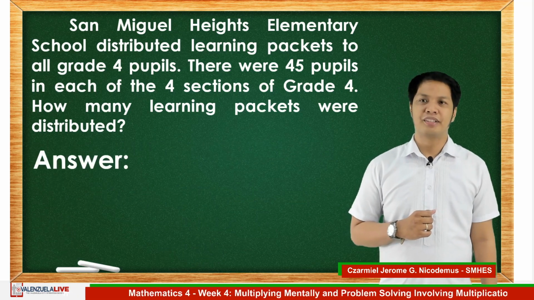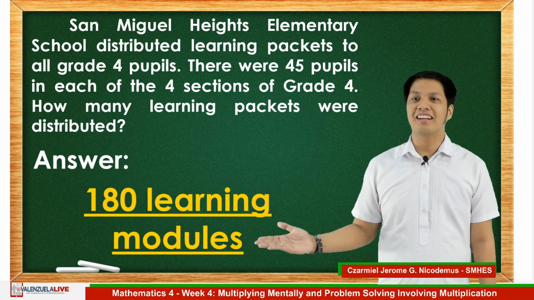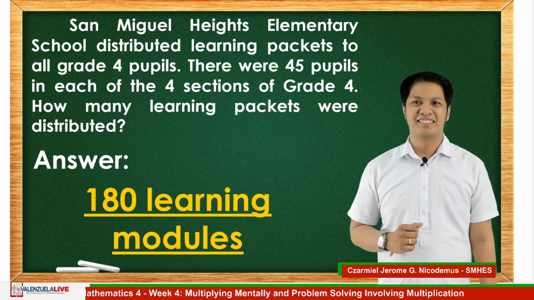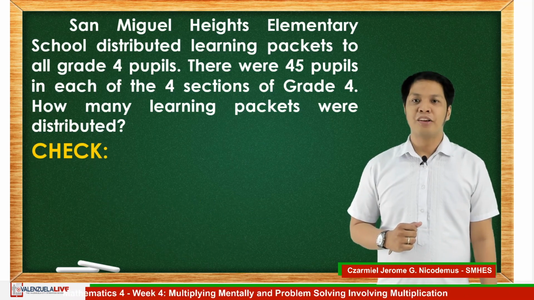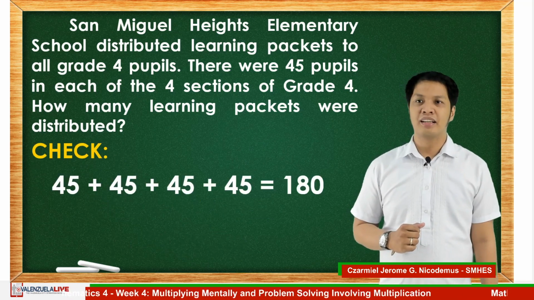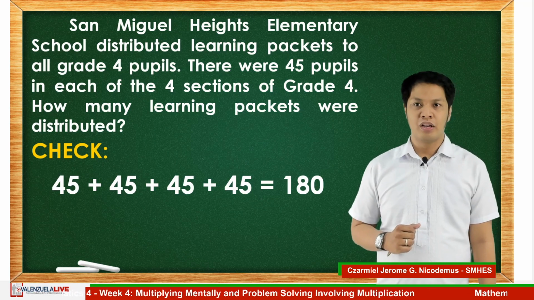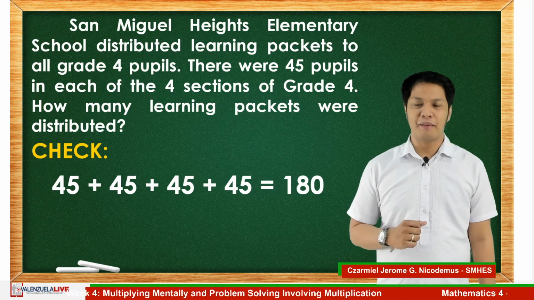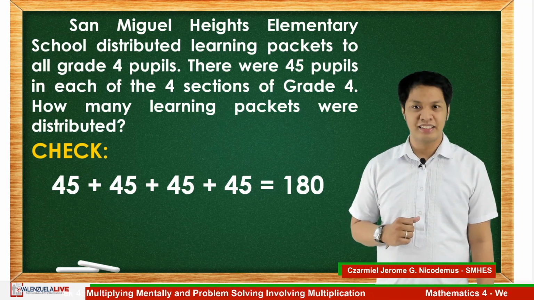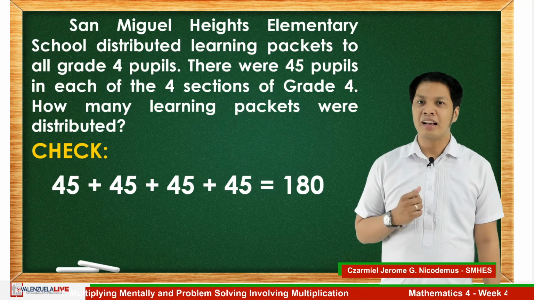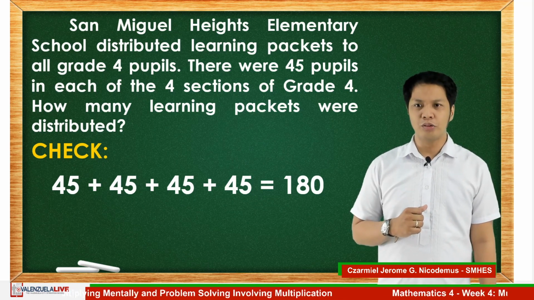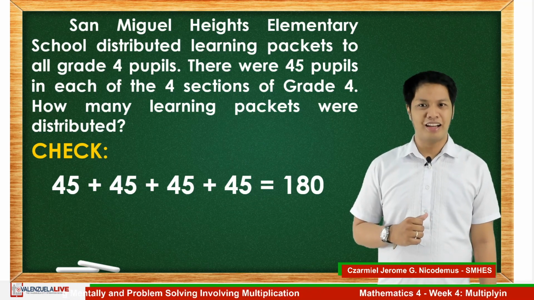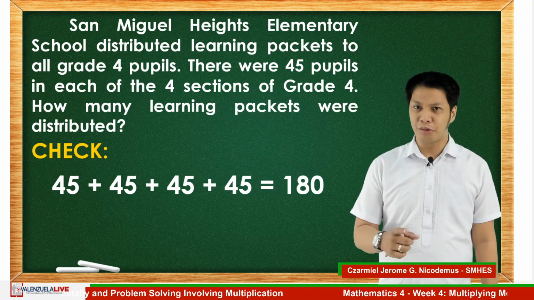For the answer, there are 180 learning modules distributed to grade 4 pupils. You can check your answer by using repeated addition. 45 plus 45 plus 45 plus 45 is equal to 180. You may also ask your parents, guardian, or someone older than you to check your work. Use a calculator if you are practicing alone to check your answer. Remember to be honest with your work.